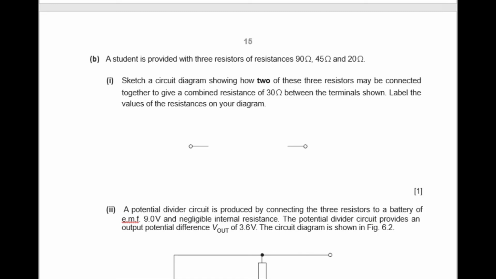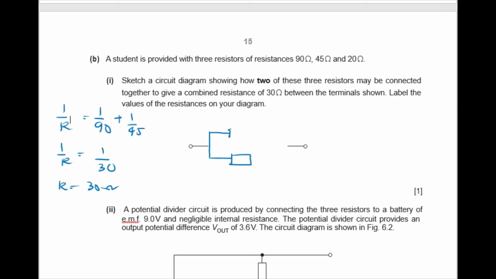Okay, so we have to use 2 of these 3 resistors, but the total must be 30 ohm. So here you must connect in parallel. 1 over R equals 1 over 90 plus 1 over 45 ohm. 1 over R equals 1 over 30 ohm. So R equals 30 ohm. So we draw these 2 resistors connected in parallel. Here is 45 ohm and then here is 90 ohm.